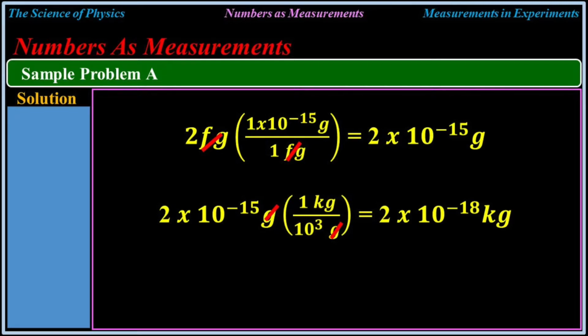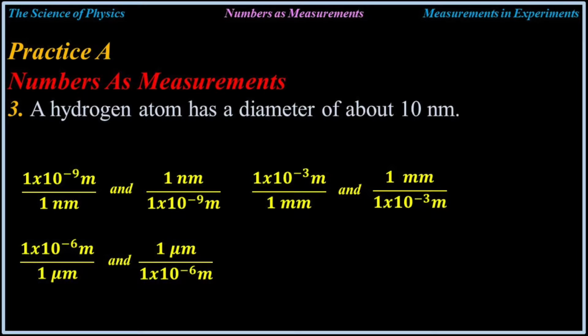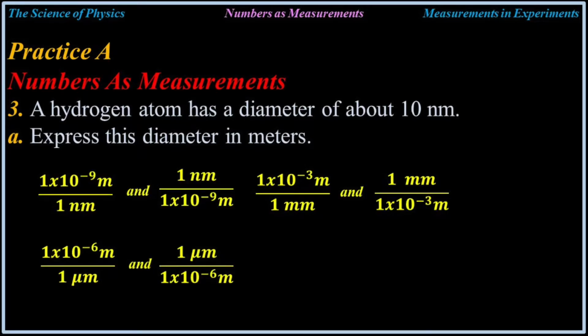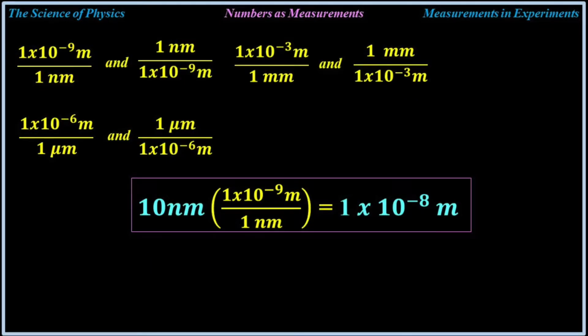The next problem is I'm going to skip problem 1 and 2 and go right to problem 3. A hydrogen atom has a diameter of about 10 nanometers. This is for all the problems in number 3. I think there's A, B, and C. So you want to do the first one, you want to go to meters. So we want to cancel nanometers and go to meters. So we need nanometers in the denominator. So it'll be the first one, top left. And that will convert it to meters. And then we have millimeters and meters, and then micrometers and meters. So that's the first one.